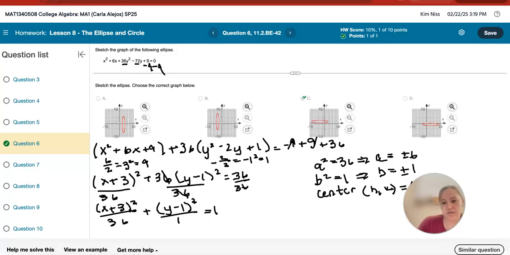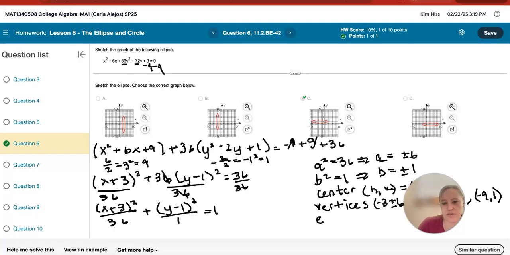So to find our vertices, oh, sorry, I'm doing this with my mouse, so the handwriting is not the best. But our vertices are h plus or minus a, and k. So we have h is negative 3 plus or minus 6, and k. So we have negative 3 plus 6 is 3. Negative 3 minus 6 is negative 9.